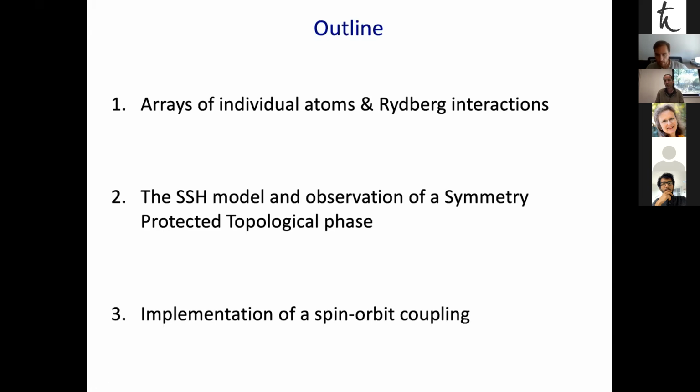And then I will move on and try to demonstrate how we can engineer the interactions between Rydberg atoms, which I will discuss before, in order to implement a spin-orbit coupling. Okay, so let's start with the platform.